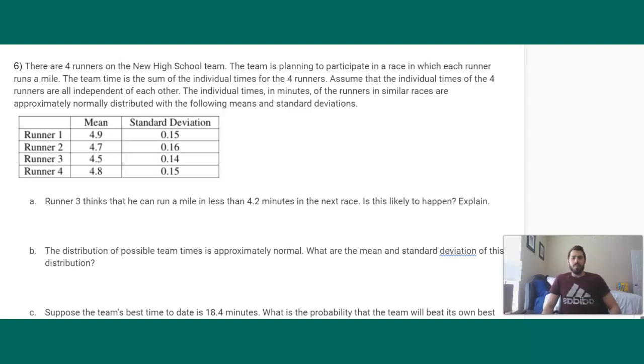The individual times in minutes of the runners in similar races are approximately normally distributed with the following means and standard deviations. These are fast. Runner 1: 4.9 minutes per mile, with a standard deviation of 0.15. Runner 2 is 4.7, standard deviation of 0.16. Runner 3 runs a mile in 4.5 minutes with a standard deviation of 0.14. And Runner 4 runs a mile in 4.8 minutes with a standard deviation of 0.15.